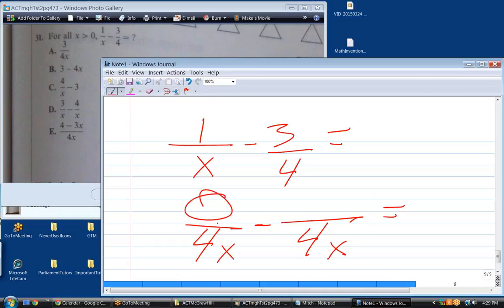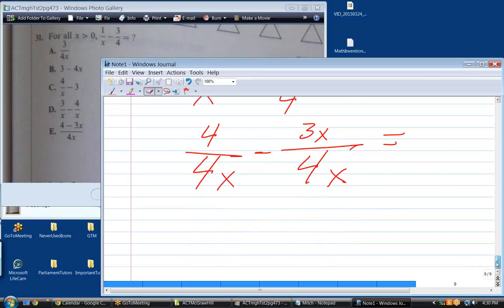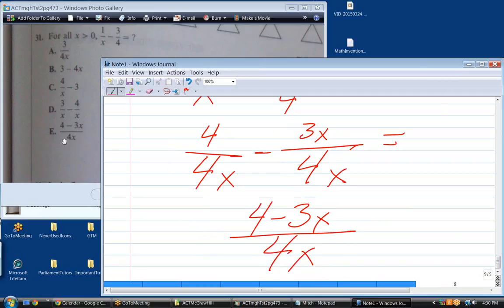What goes here? 4. What goes here? 3x. And after you put those numerators in like that, it's not a bad idea to make sure we haven't changed anything. In other words, I can tell that that's the same as 1 over x, and that's the same as 3 over 4. So all I've done is add an x to top and bottom. Now we're ready to simplify it. So what's my answer? 4 minus 3x over 4x. E.